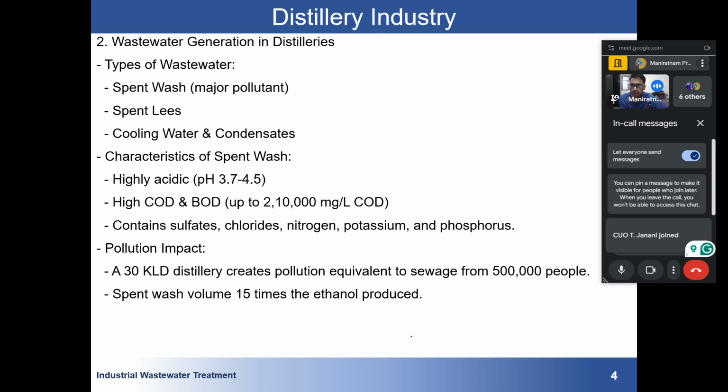Then it also contains sulfate. We have high amounts of sulfate and chloride; these are some of the anions which are also present.